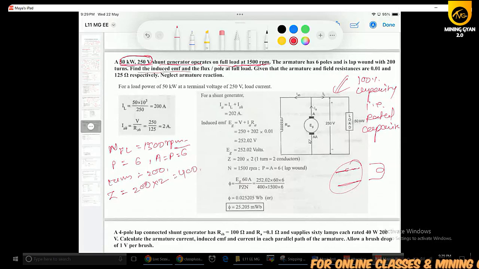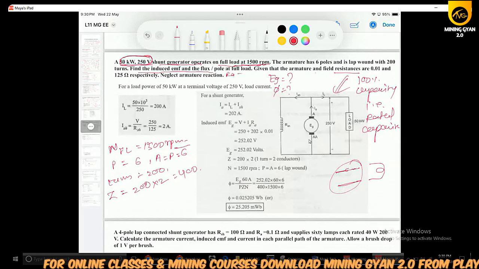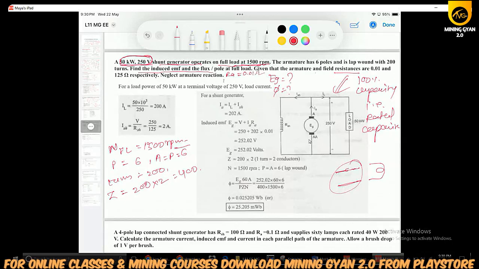Then we have to find the induced EMF, EG, and the flux per pole at the full load condition. Given that the armature and field resistances are this and this: Ra is a very small value, 0.01, and RSH is how much?